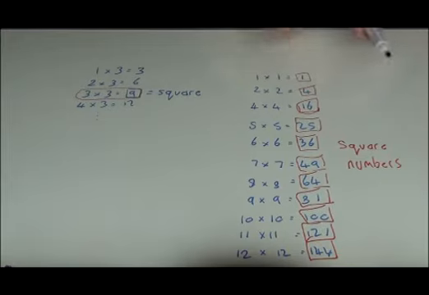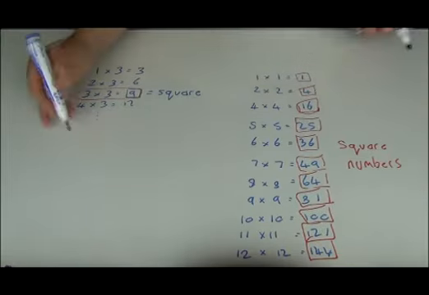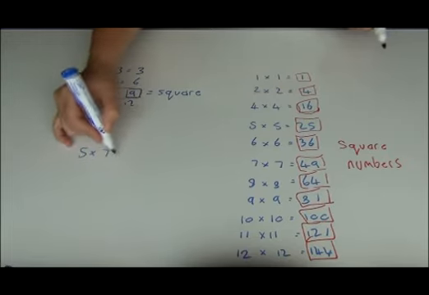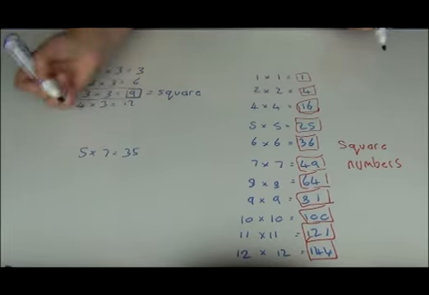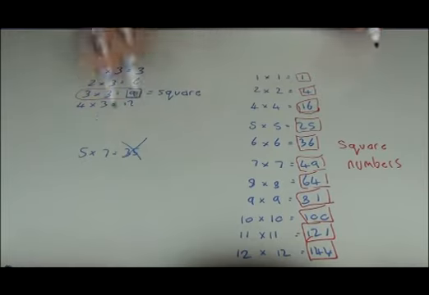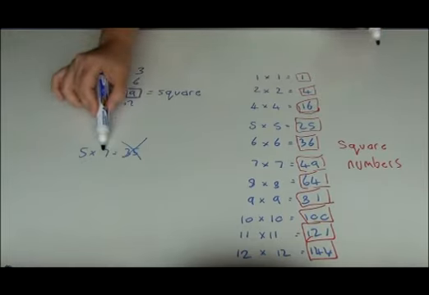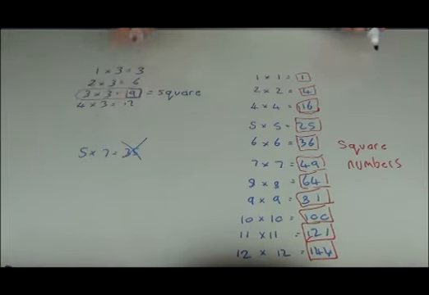You can either memorise them or you can remember how to work them out. So for example, if I did 5 times 7 is 35, that is not square because I'm not timesing the 5 by another 5. You can only get a square number if you times any number by itself. They have to be the same. So whenever you're dealing with square numbers, you just times that number by itself.